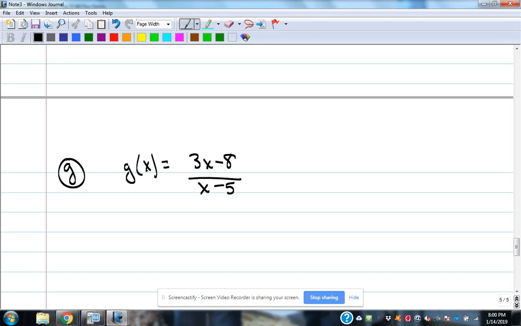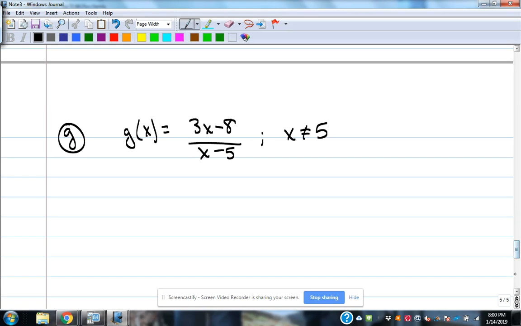All right, so we're going to find the inverse. What should they tell me about this problem? What should be out here that I hadn't written down yet? X can't be what? X cannot equal 5 because that would mess up the whole problem. For finding the inverse, we would need to swap x and y, right? X equals 3y minus 8 over y minus 5.